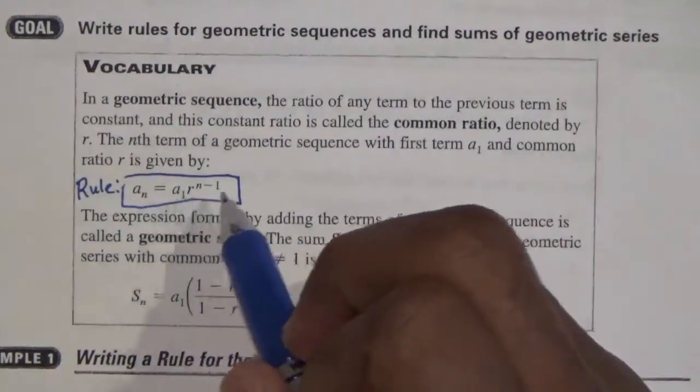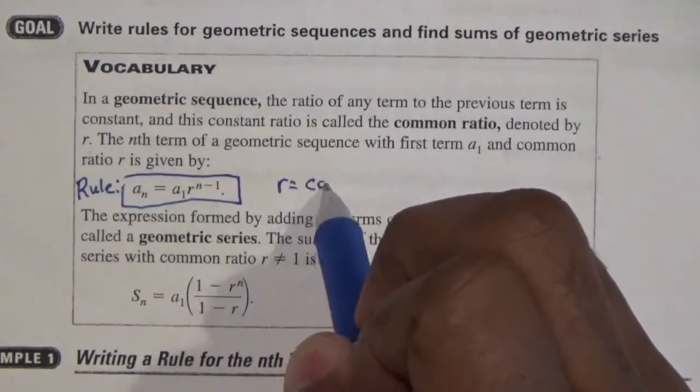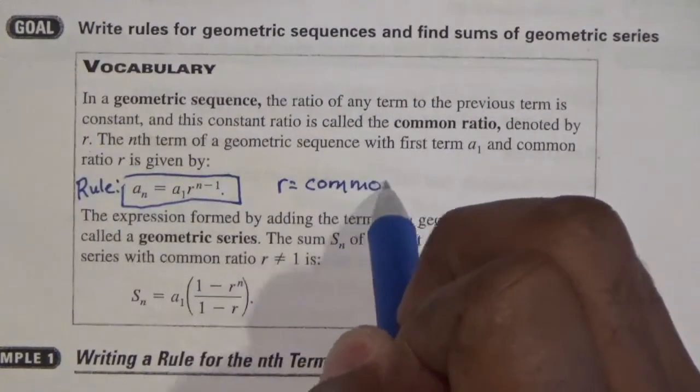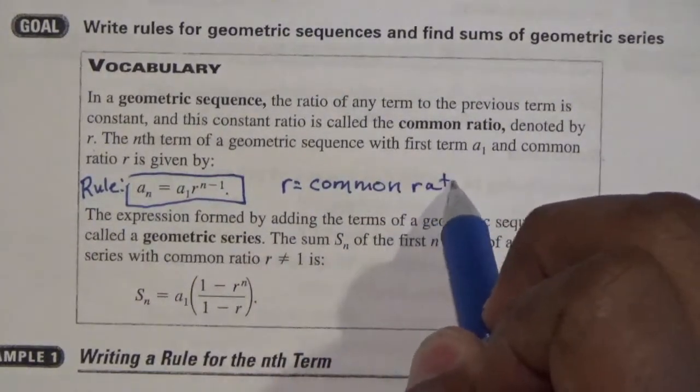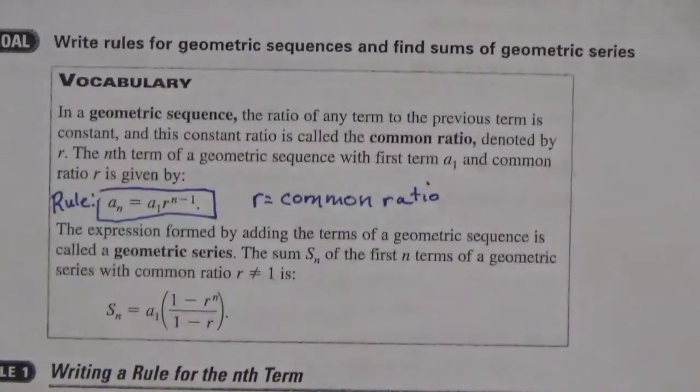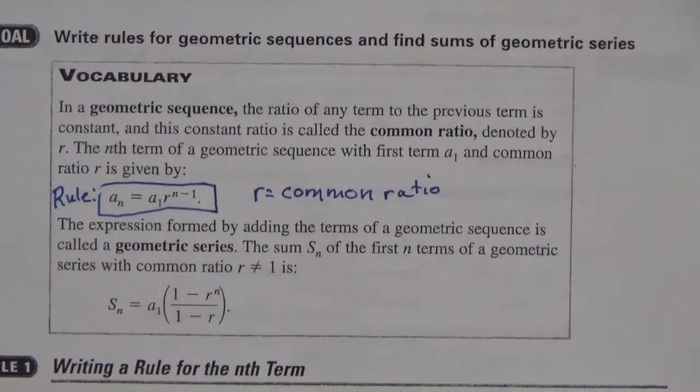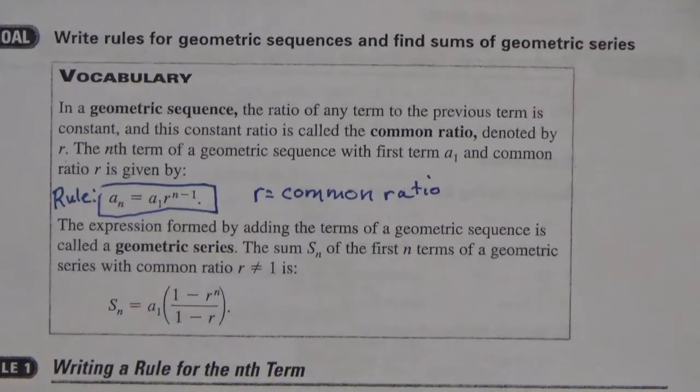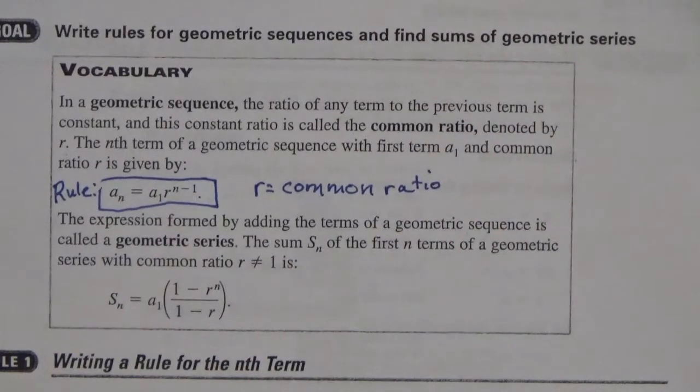Now our r value is what we call the common ratio. A ratio is another way of writing a fraction. Just like with the arithmetic sequence, when we found d and our first term a sub 1, we could write the rule. In this case, we still want to find that first term, and then we want to figure out what the common ratio is. So we're going to look at that first.